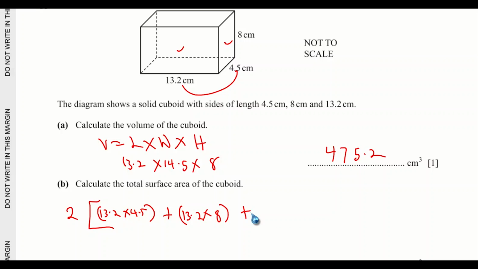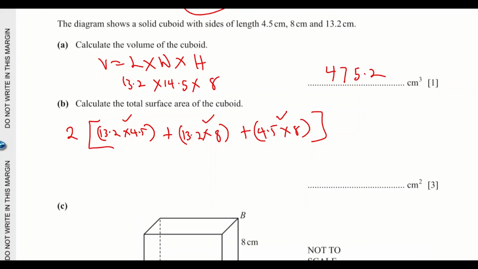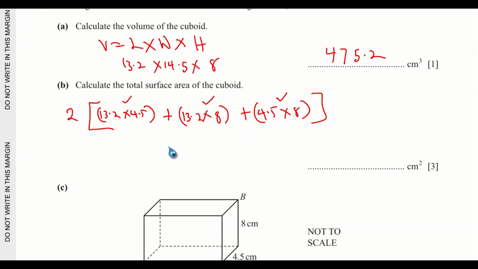Then plus 4.5 multiplied by 8. This will give us the area of the side, and since we are multiplying by 2, it will be the area of the 2 sides. So the first gives the area of the base and the top, this gives the area of the front and the back, and this gives the area of the two side faces. If you input this into a calculator directly, you should get 402.